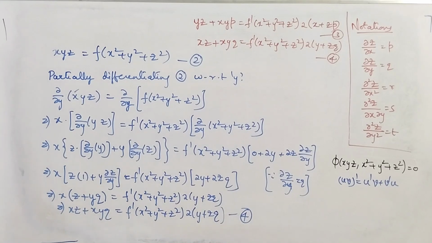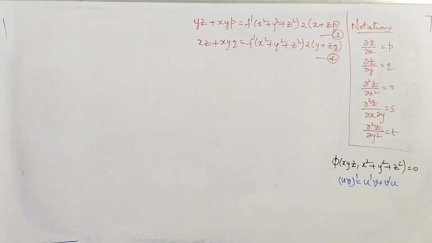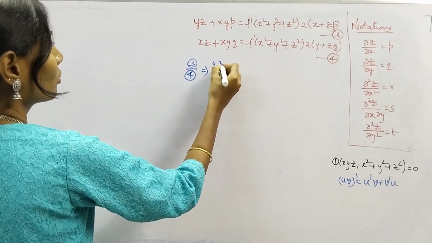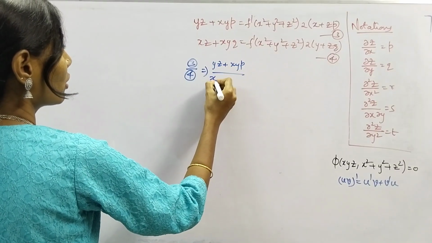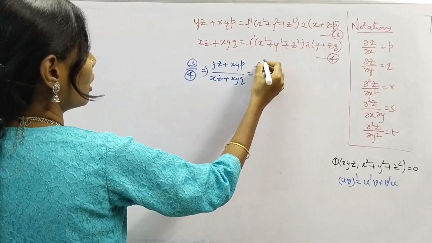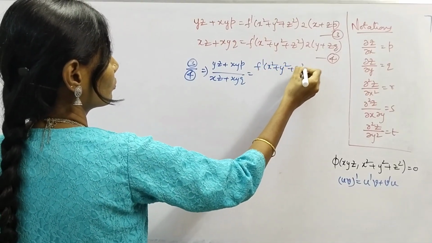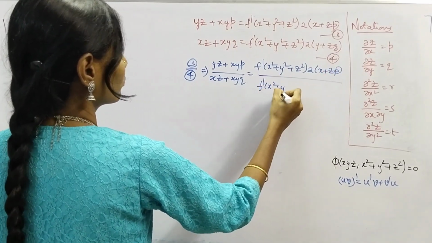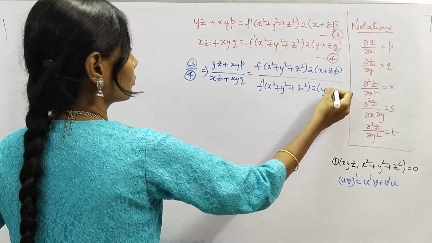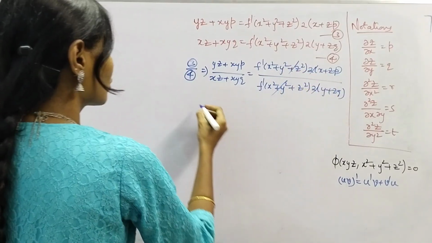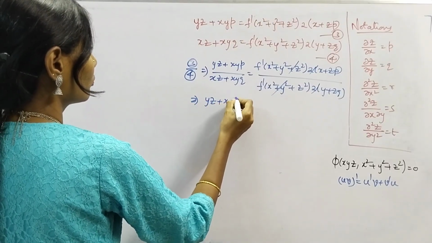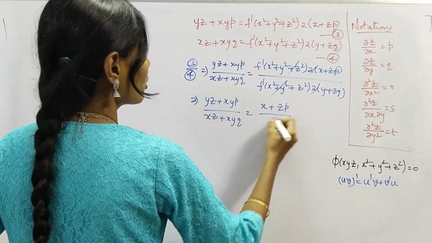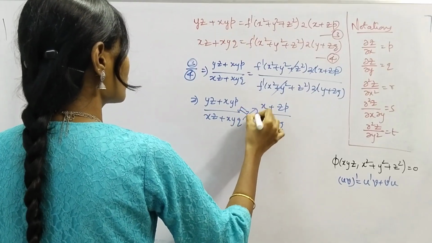Now, using 3 by 4, we'll get LHS of 3 by LHS of 4 equal to RHS of 3 by RHS of 4, where f dash and 2 get cancelled, and this results to... now make a cross multiplication and simplify it.